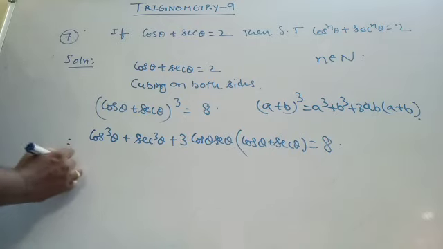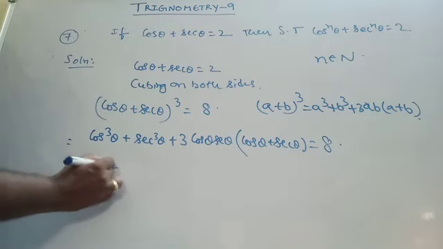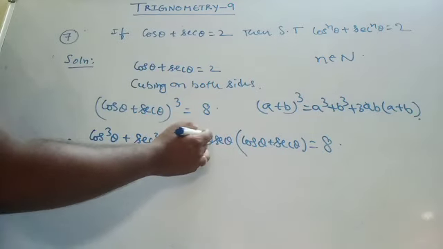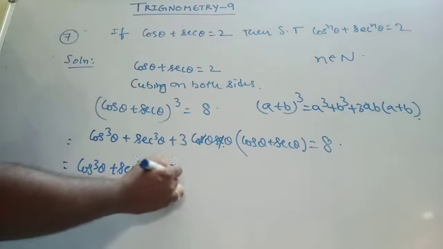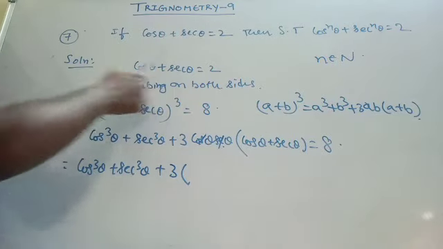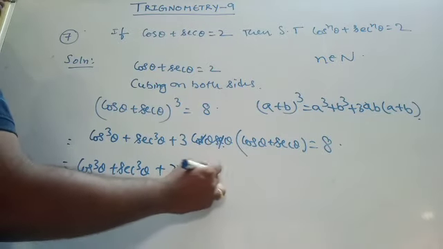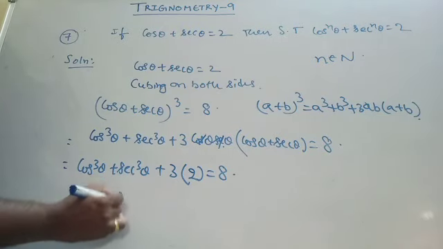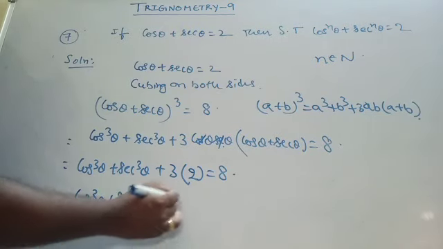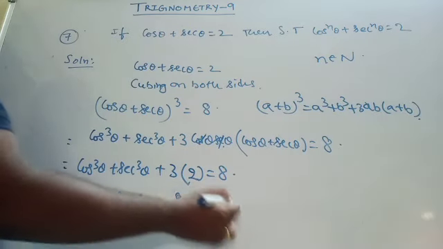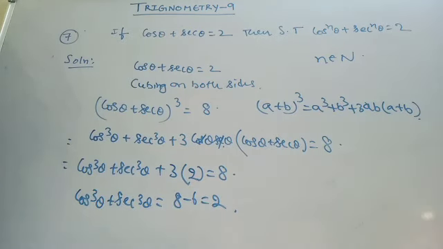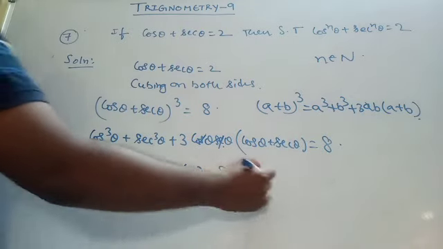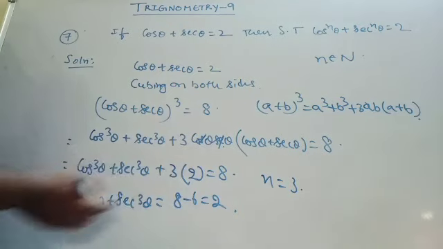Now cos cube theta plus secant cube theta equals 8 minus 3 into cos theta secant theta, which cancel each other, into cos theta plus secant theta. They have given it as 2, so that is 3 into 2. Now we have cos cube theta plus secant cube theta equal to 8 minus 6, that is 2. Wonderfully we have got cos cube theta plus secant cube theta equal to 2. When n equals 3 also, we have proved this.